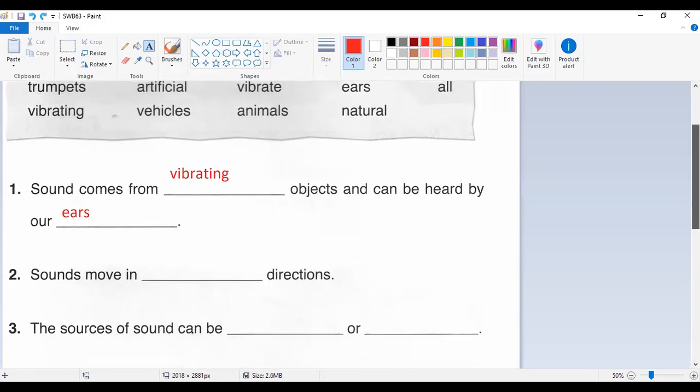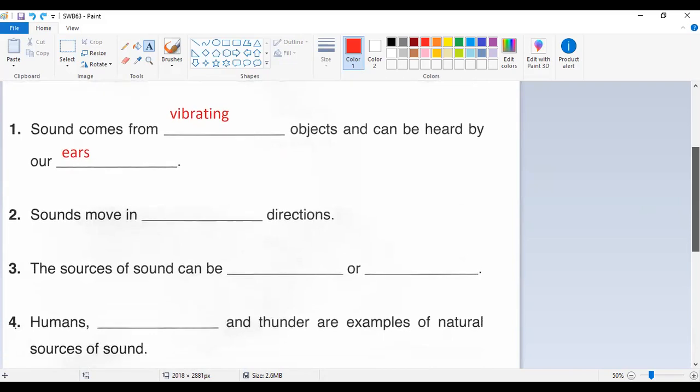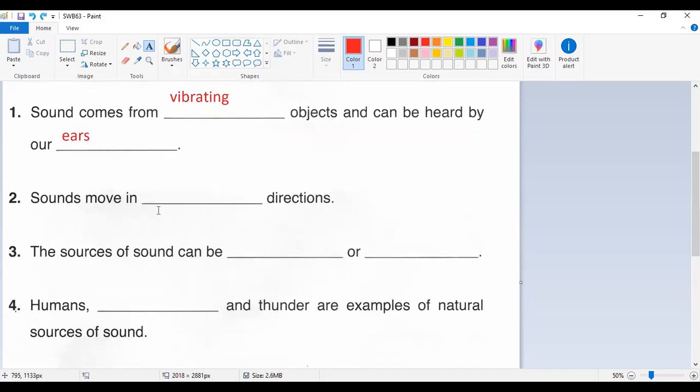And number two, sound moves in one direction or all directions. Sound moves in all directions. Moves up and down and left and right. We can hear it everywhere.